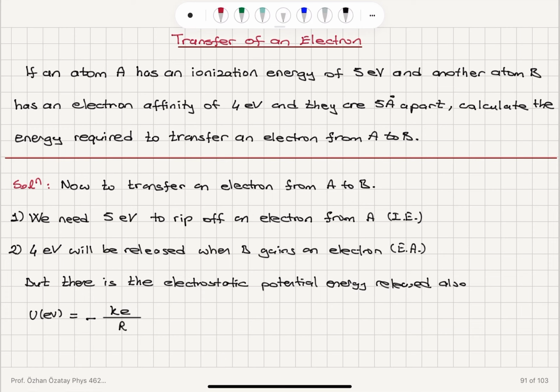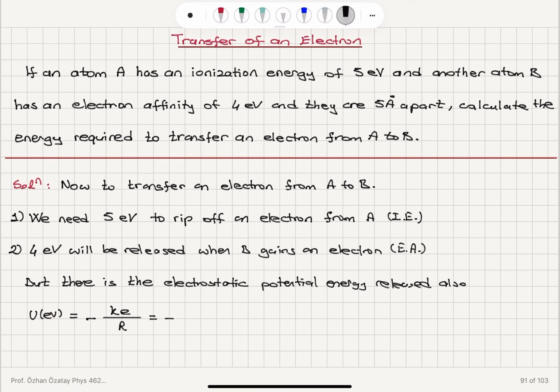between the atoms. So you will remember that this potential energy is kq squared over r, but because the charge is 1 electron, we divide kq squared over r by 1 electron charge to obtain the answer in electron volts, so instead of joules.